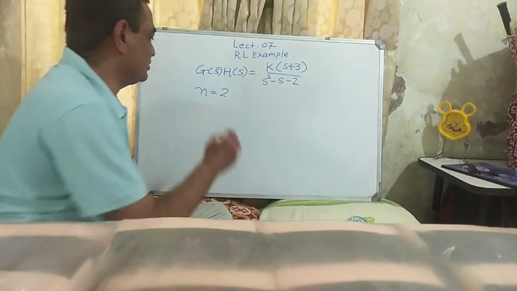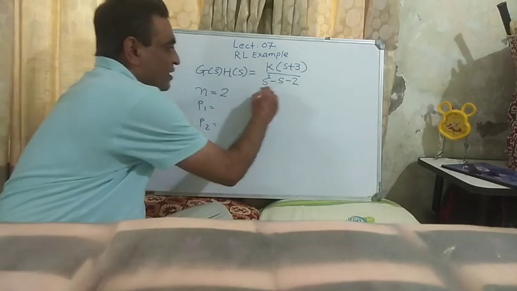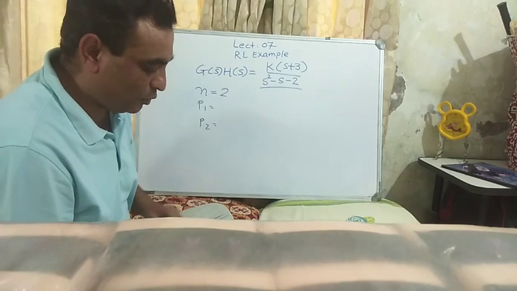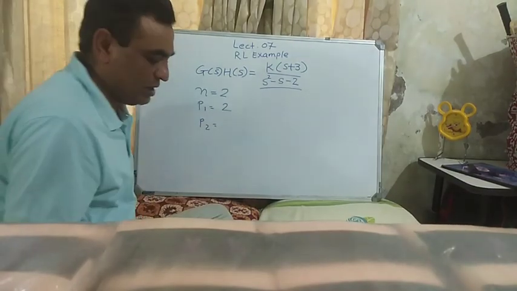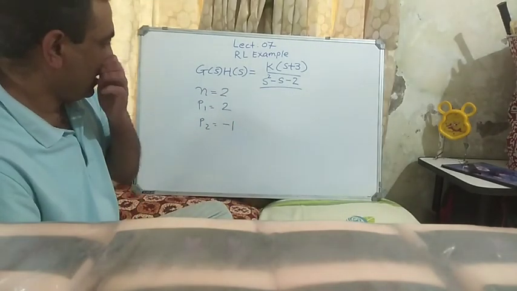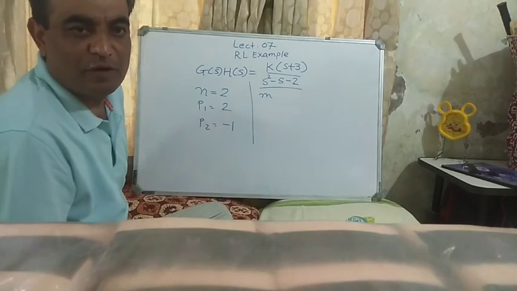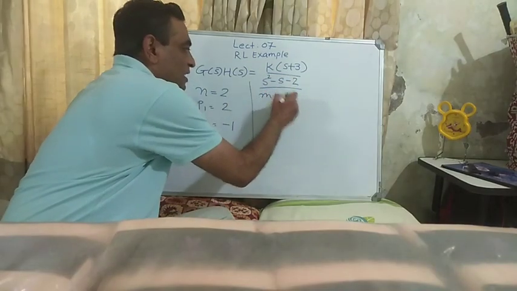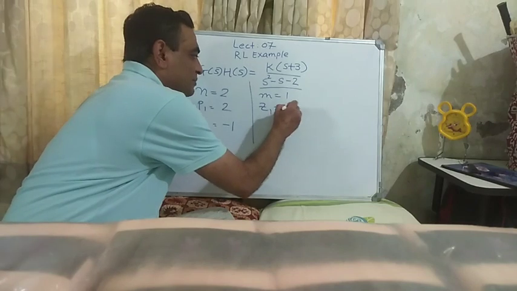And what are these poles? P1 and P2. If you solve this quadratic equation, if you put the denominator equal to 0, you will get the open loop poles, and these poles are P1 is equal to 2 and another pole P2 is, let's say, minus 1. And we have m, that is the number of open loop zeros. We have one open loop zero, so m is equal to 1, and that zero, let's say it is z1, is at minus 3.